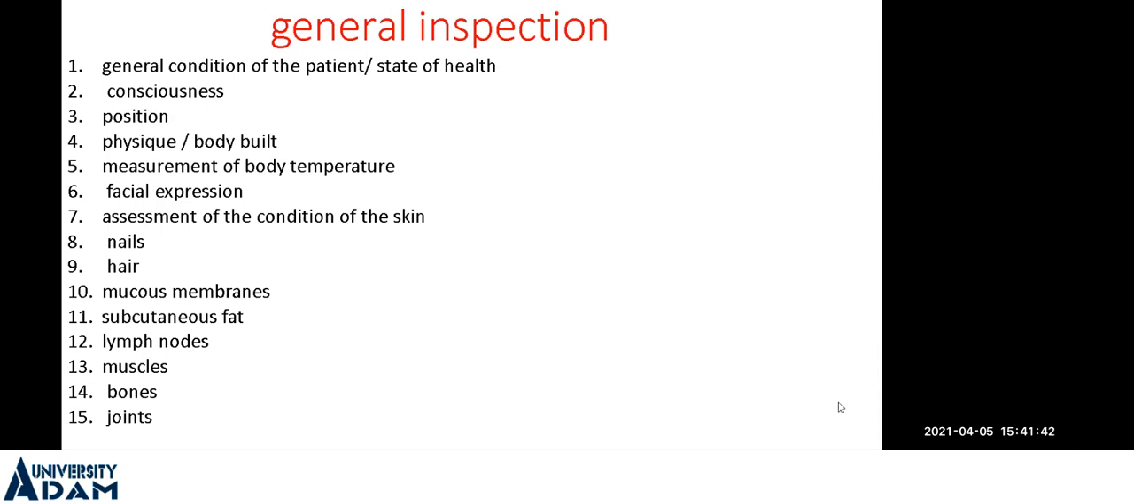You cannot start from the hair and nails. You cannot start from checking the muscles or mucous membrane. You start from the state of health, then you go to the consciousness, then you check position, then body build, then measurement of the body temperature, then facial expression, assessment of the condition of the skin, nails, hair, then the mucous membranes, then subcutaneous fat tissue, lymphatic nodes, muscles, bones, and joints.